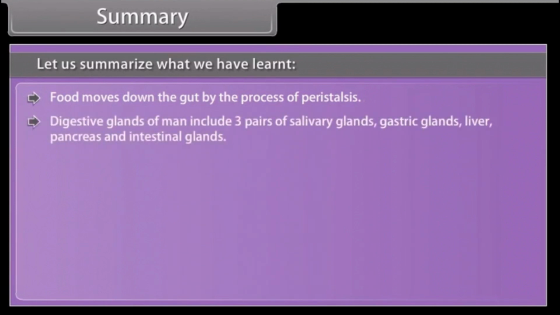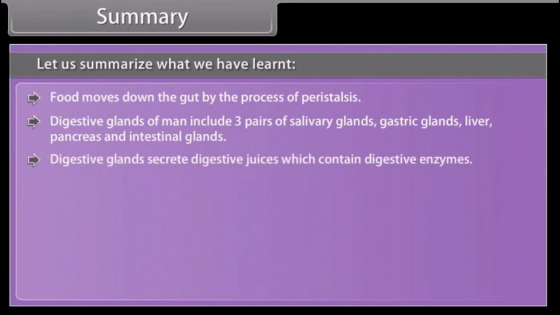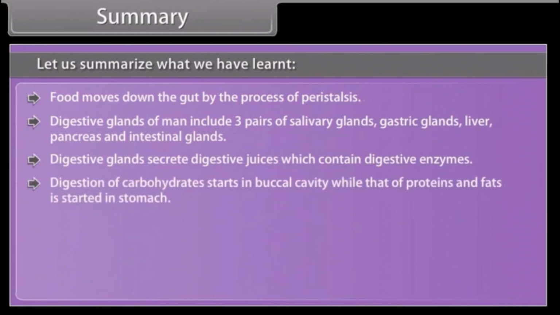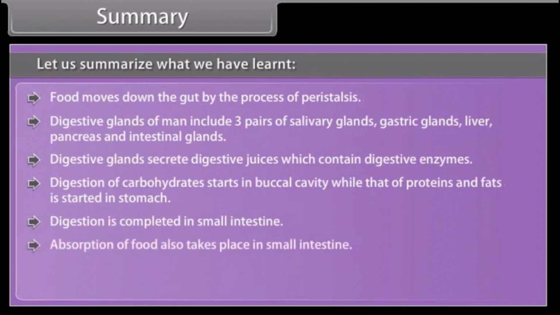Digestive glands of man include 3 pairs of salivary glands, gastric glands, liver, pancreas, and intestinal glands. Digestive glands secrete digestive juices which contain digestive enzymes. Digestion of carbohydrates starts in buccal cavity, while that of proteins and fats is started in stomach. Digestion is completed in small intestine. Absorption of food also takes place in small intestine.